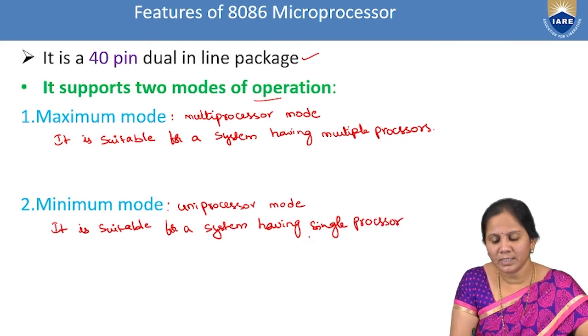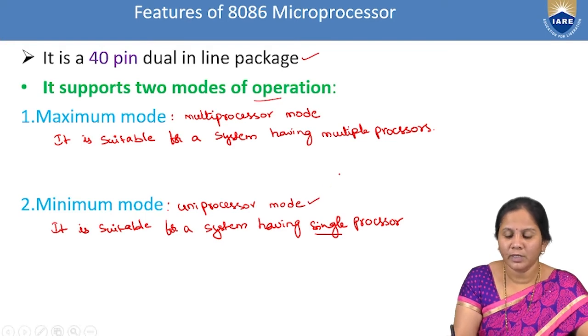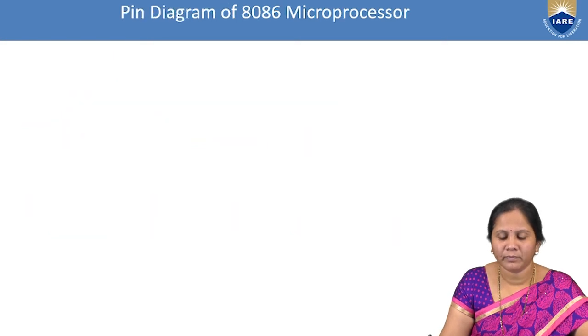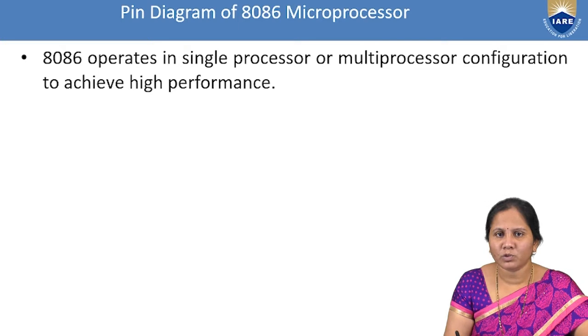Okay. So since it is a single processor, it is also called uniprocessor mode. It is capable of a system having multiple processors. That is why it is called multiprocessor mode. So these are the two operating modes of 8086 microprocessor, that is maximum mode and minimum mode.